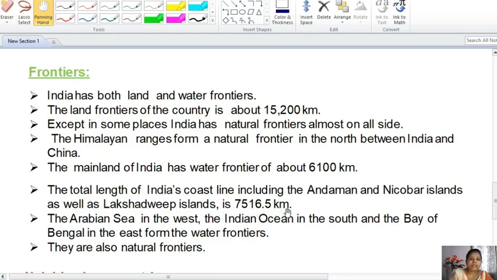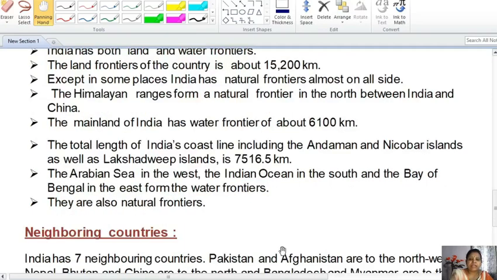The total length of India's coastline, including the Andaman and Nicobar Islands as well as the Lakshadweep Islands, is 7,516.5 kilometers. The Arabian Sea is found in the west. The Indian Ocean is found in the south. The Bay of Bengal is found in the eastern part and they form the water frontiers. They are also natural frontiers.